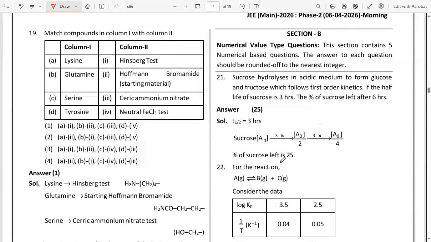Next, question number 19. Match compounds in column 1 with column 2. Yes, students. So this also straight away. Lysine, what test will it give? Hinsberg test, right? Glutamine, Hoffmann bromamide reaction. Glutamic acid, glutamine, serine: ceric ammonium nitrate. Tyrosine is neutral ferric chloride test. So option 1 is correct option, students.